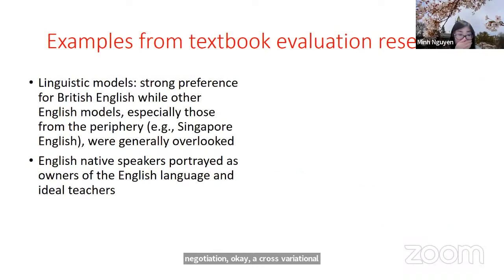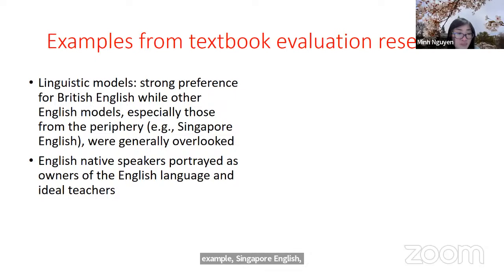And then finally, we look at linguistic model, okay? And we found that there's a strong preference for British English, all right? So the spelling, the pronunciation, the words, the accent of the recordings, of the characters in the recordings, they all are British English, right? But other English models, especially those in the periphery, for example, Singapore English, were overlooked, were neglected, were not used.